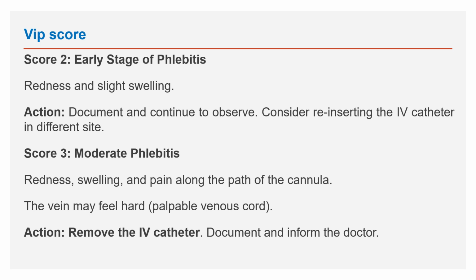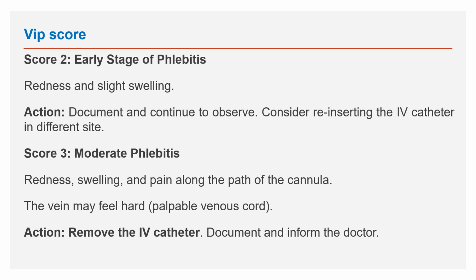If we find any two symptoms such as pain, redness or swelling, then our score will be 2. Redness, slight swelling, or pain or redness, there will be only 2 symptoms. Then the score will be 2. What is the action we have to take? Documentation has to be done and continue the observation. If the patient is accepting, you can consider reinsertion of the IV catheter in a different site.